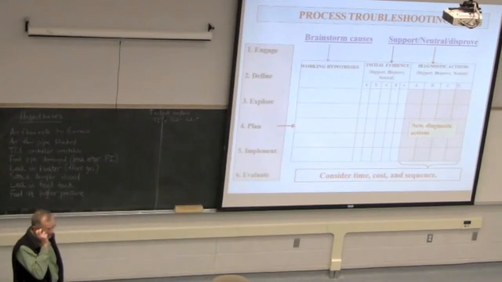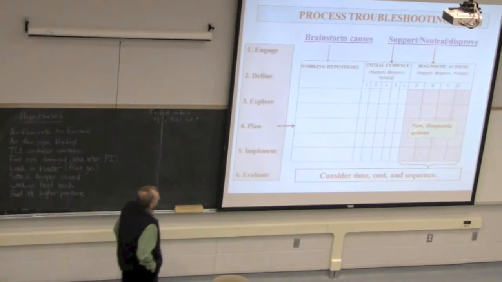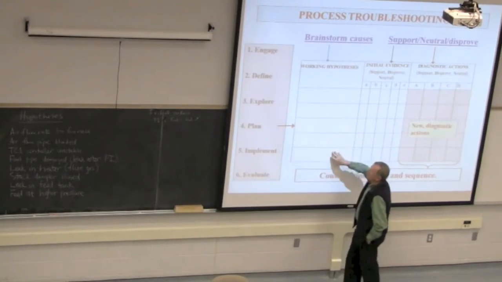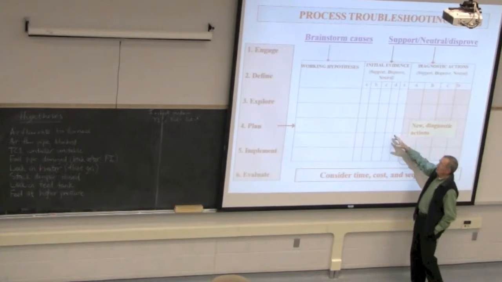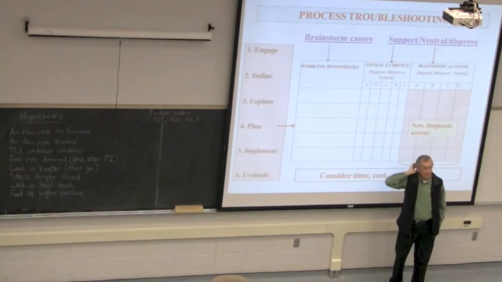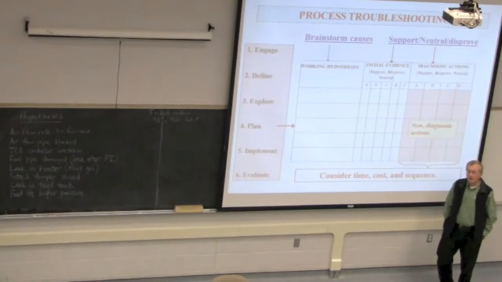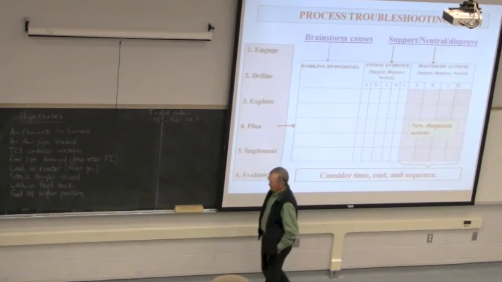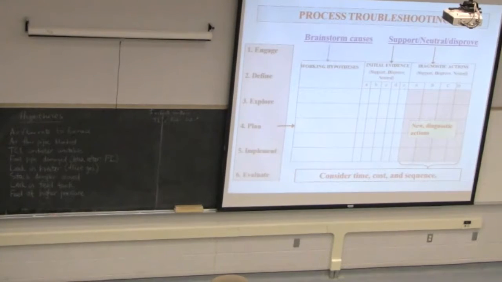Okay, good morning. So we're going to finish up this fired heater, the drooping temperature example. And we've gotten through engage and find and explore, and now we're working on the plan. And this is our little table to guide us on planning. We're going to end up looking at hypotheses versus our initial information. We're going to eliminate some, maybe. We're going to clarify the working hypotheses. And then we're going to come up with additional diagnostic actions to see if we can disprove everything but one, if the true root cause is in our list. If not, then we have to go back and do some more hypotheses.